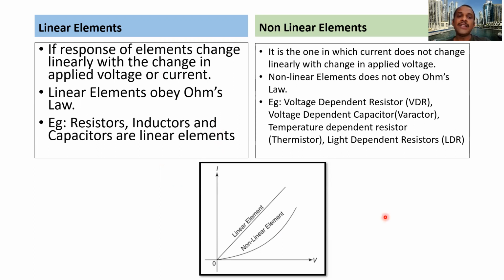The examples of linear elements are resistors, inductors, capacitors. They are called linear elements because here V is equal to R into I. If you look at the inductor, we talk in terms of inductive reactance, V is equal to XL into I. And if we talk about a capacitor, V is equal to XC into I. So they are linear elements. If you look at the graph, it is a straight line passing through the origin. It looks like a Y is equal to MX relationship.